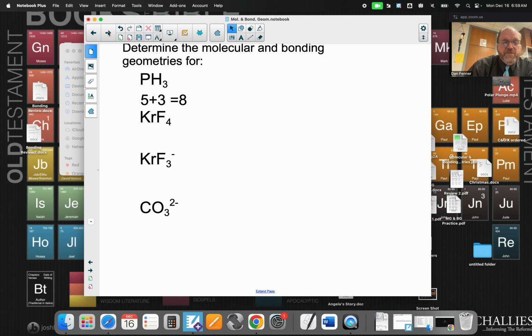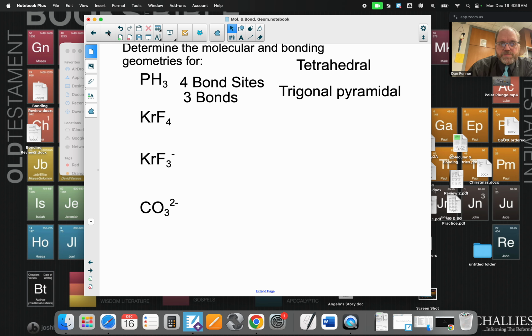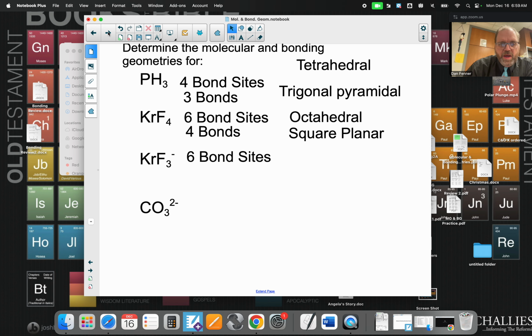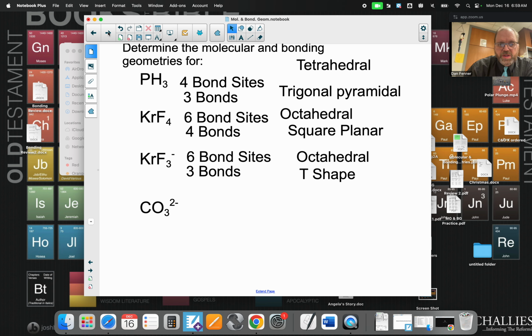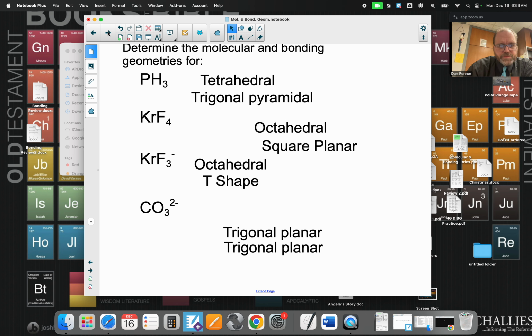All right, here we go. 5 bond sites, 4 bonds, 4 bond sites, 3 bonds, tetrahedral, trigonal pyramidal. Okay, so next one we have 6 bond sites, 4 bonds, octahedral, square planar. All right, next we have 6 bond sites and 3 bonds, octahedral, T-shape, and the last one, oh yeah, you love that one, didn't you? Because you have those resonance structures, have to have the brackets around them. There are 3 bond sites, 3 bonds, trigonal planar, trigonal planar.